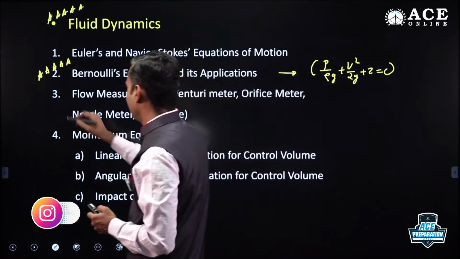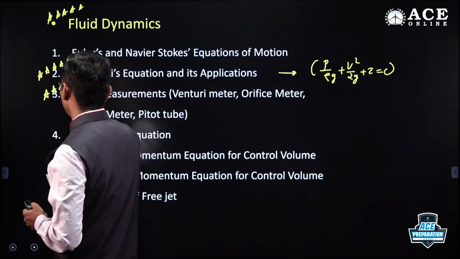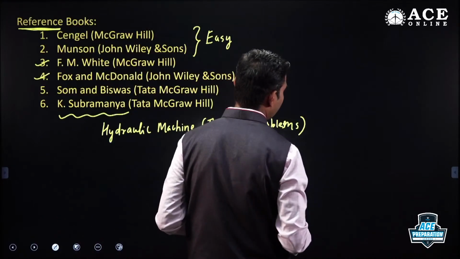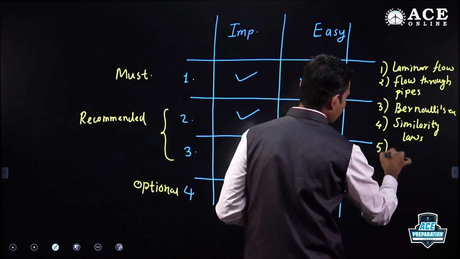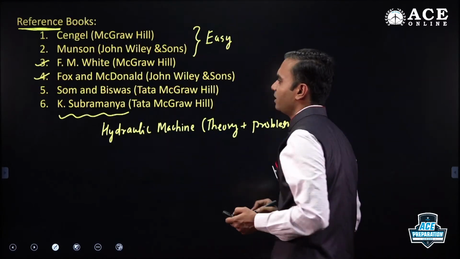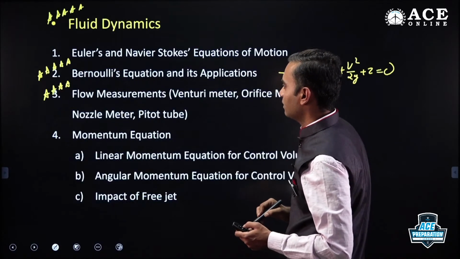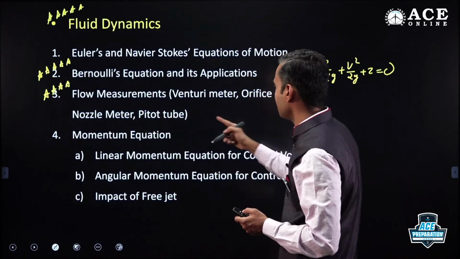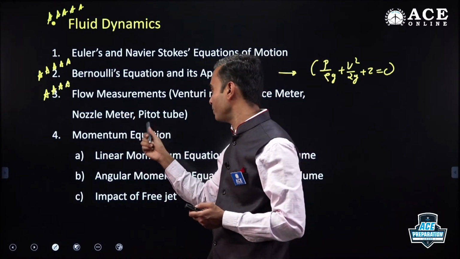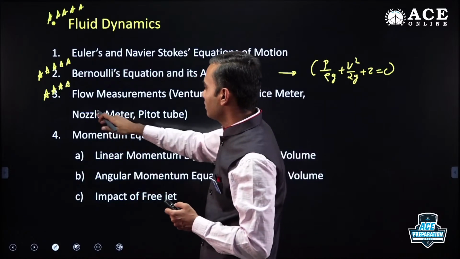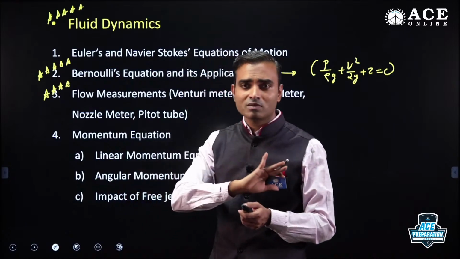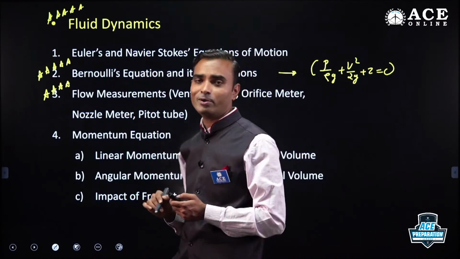Then the next important topic is flow measurement. This is also simple, and this is also recommended. So this also I will write here: flow measurement. In flow measurement, we are going to study different discharge measuring devices such as venturimeter, orifice meter, nozzle meter, and velocity measuring devices such as pitot tube, Prandtl pitot tube. If you study topic number 2 and topic number 3, you will cover almost 50 to 60% of questions from this fluid dynamics.